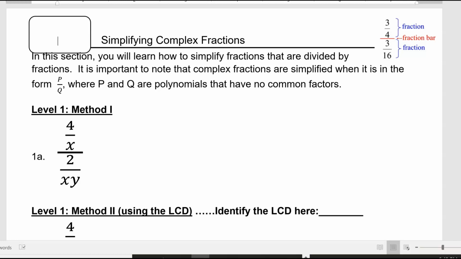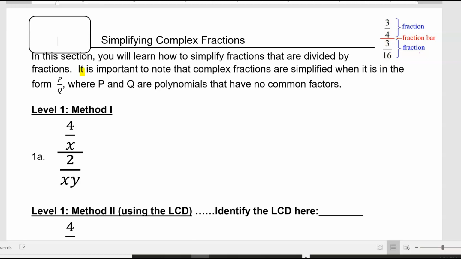So in this lesson, you're going to learn how to simplify complex fractions. And what are complex fractions? Complex fractions are fractions divided by fractions. So as you can see, this is an example of a complex fraction over here. You have a fraction bar in between another fraction. So these are examples of what they call complex fractions.